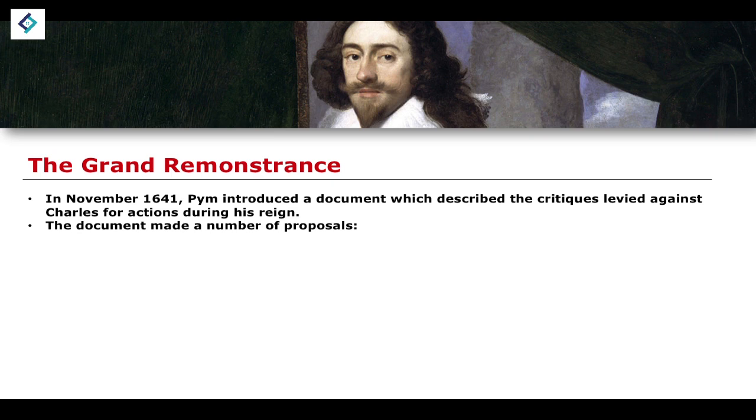And in response to these critiques, the Grand Remonstrance introduces a number of proposals, of reforms. These reforms would represent a significant erosion of the royal prerogative, and a significant granting of powers to Parliament. All of these things, of course, becoming more and more problematic for Charles.